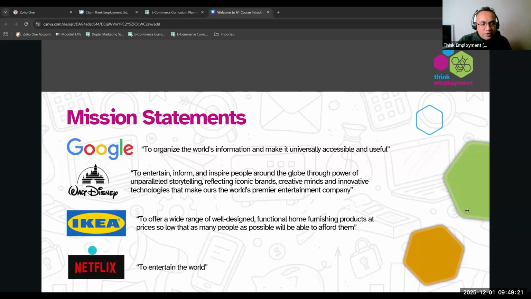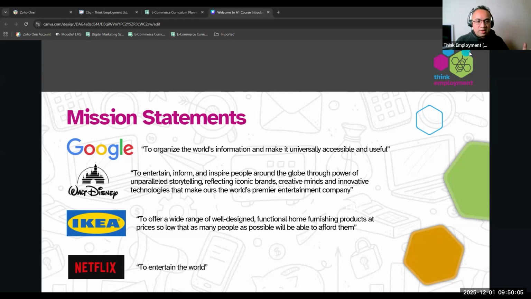IKEA: to offer a wide range of well-designed, functional home furnishing products at prices so low that as many people as possible will be able to afford them. I like the Netflix one because it's a lot shorter: to entertain the world. Simple. I personally think mission statements need to be very clear-cut and simple. Walt Disney's and IKEA's maybe work for them because they make it clear what their mission is, but having it simple is very important.